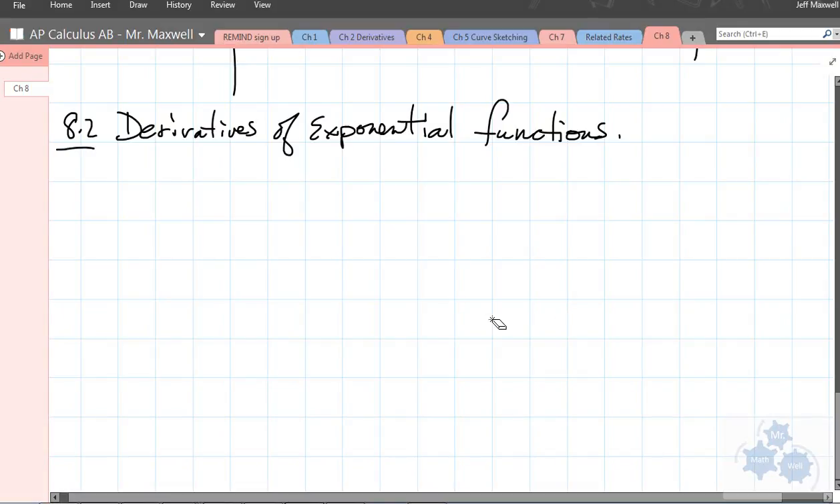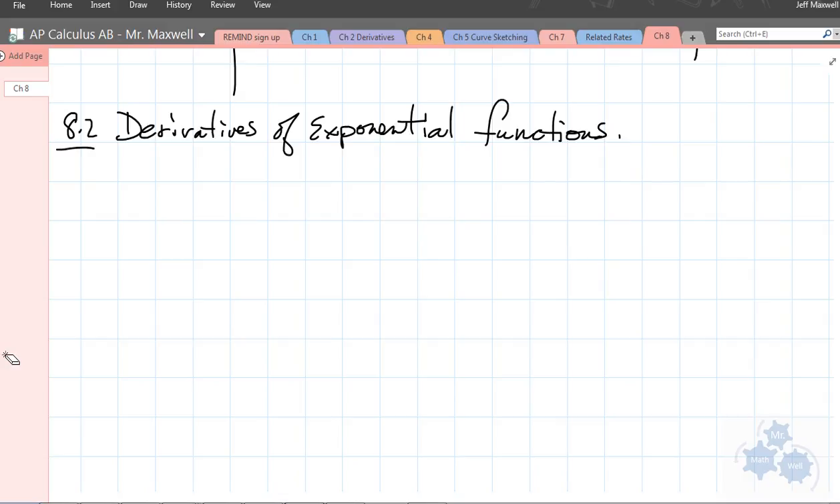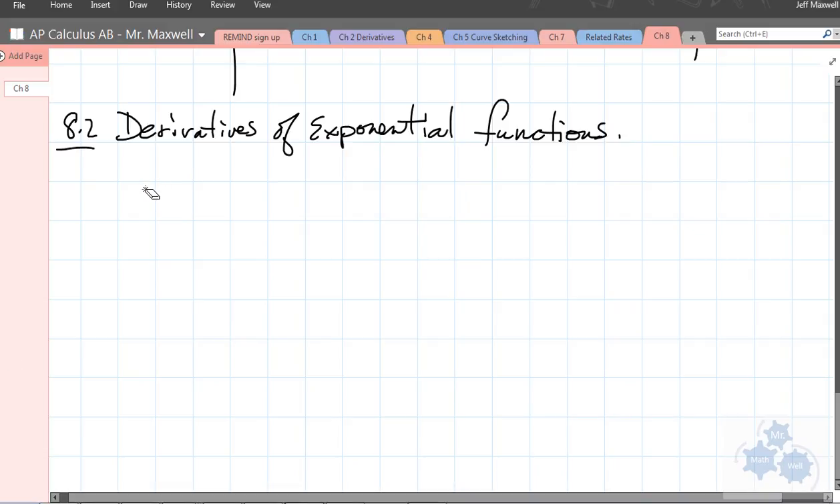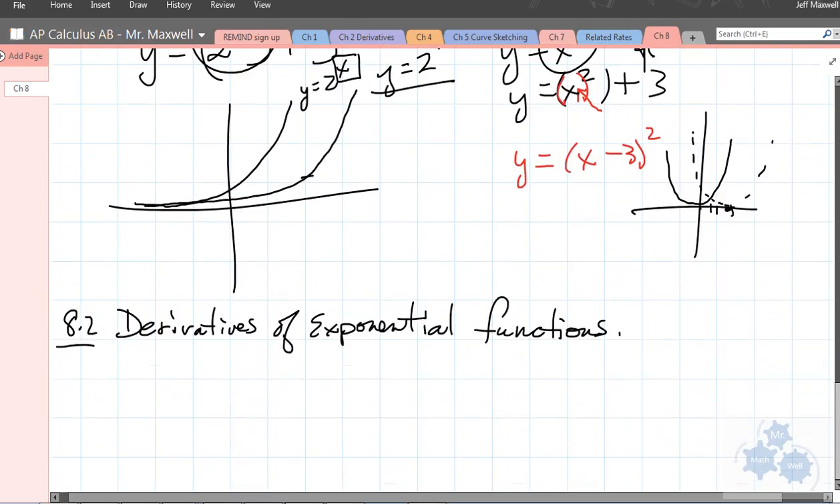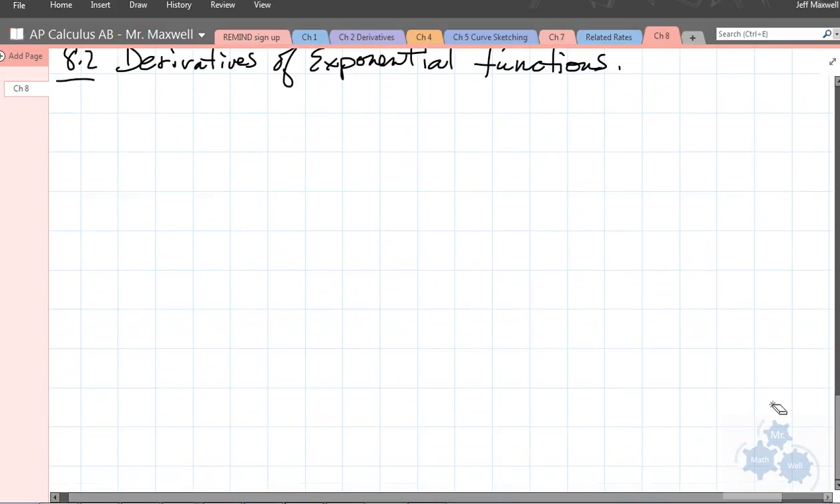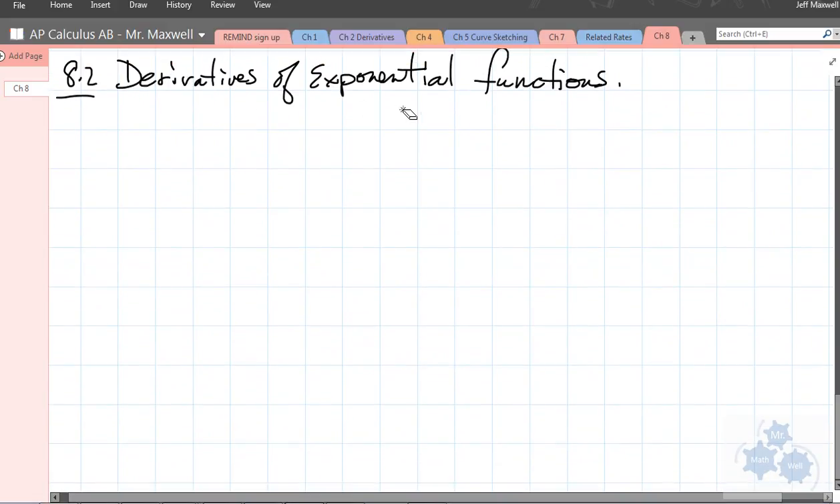Okay, so this section 8.2, derivatives of exponential functions. If you're wondering what exponential functions and logarithmic functions are all about, you can look at some other videos on logs and exponential functions, including the video we just got finished in this class here, involving some of this stuff right here. But 8.2 is all about a special base for an exponential function. But let me set this up real quickly.